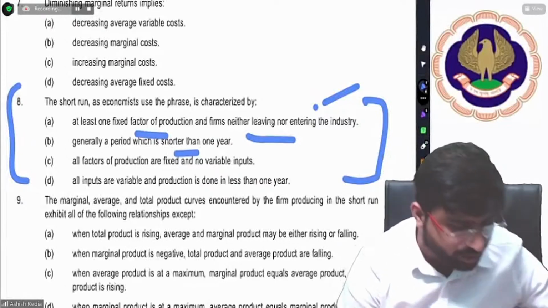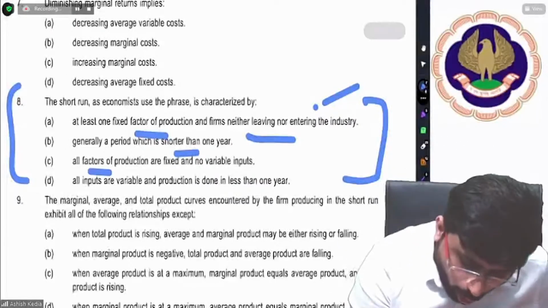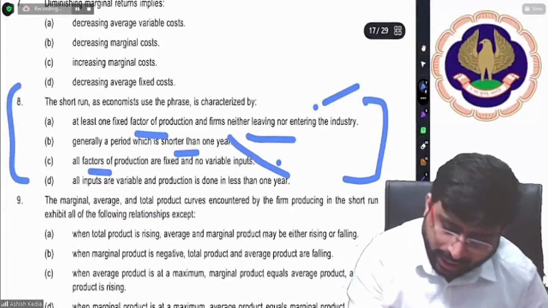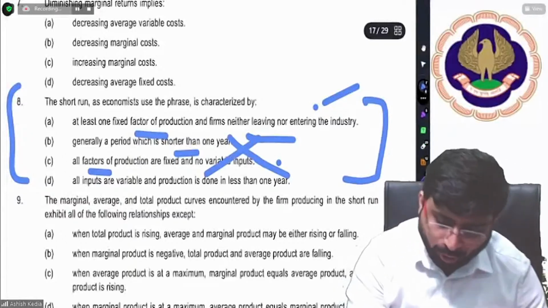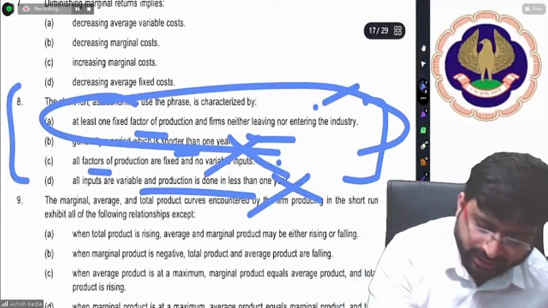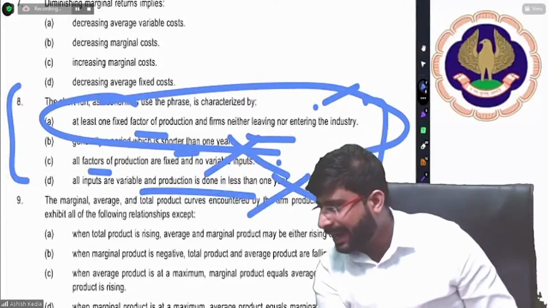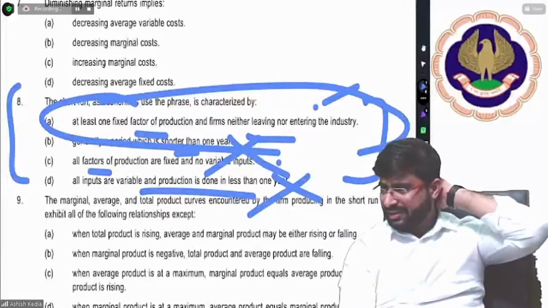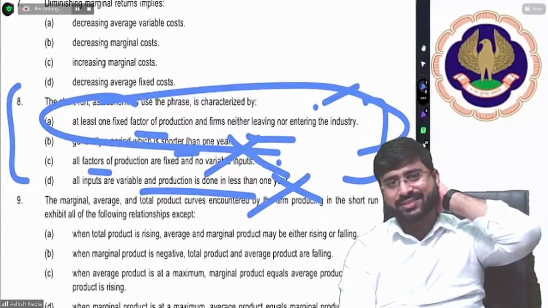What other options do we have here? All factors of production are fixed and no variable. Absolutely incorrect. No time period. All inputs are variable. Wrong. So the answer is at least one fixed factor and others can be variable. That's the correct answer, right?